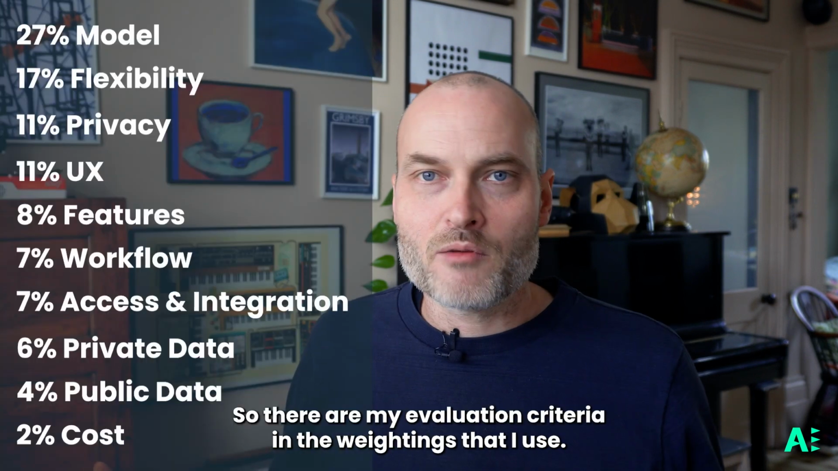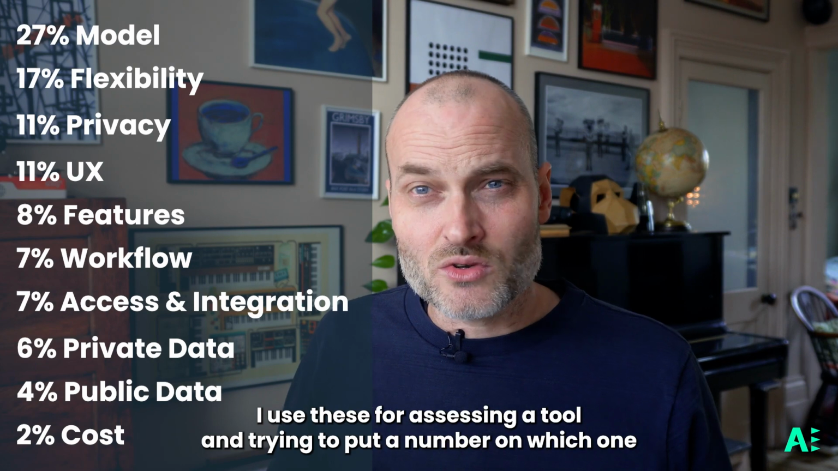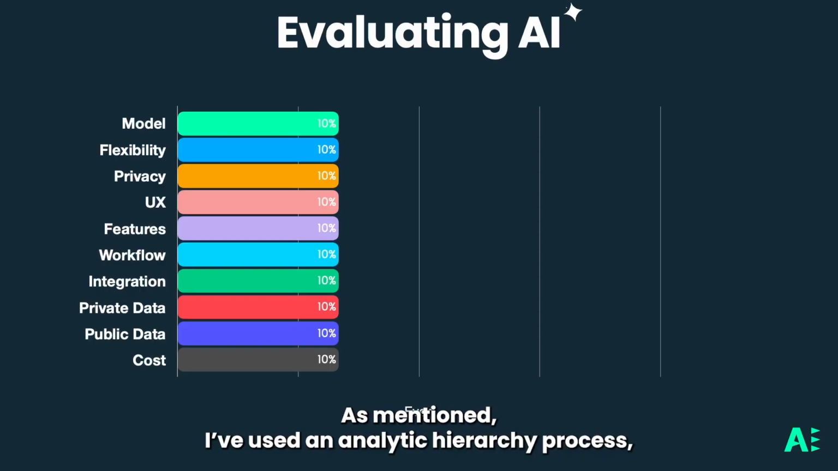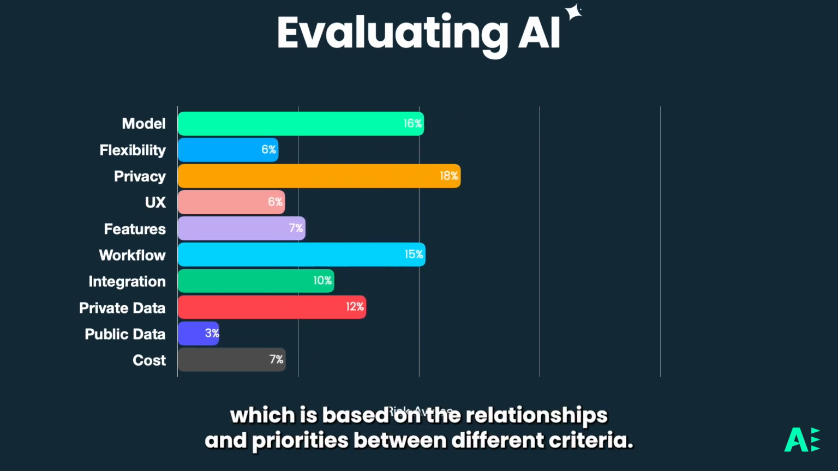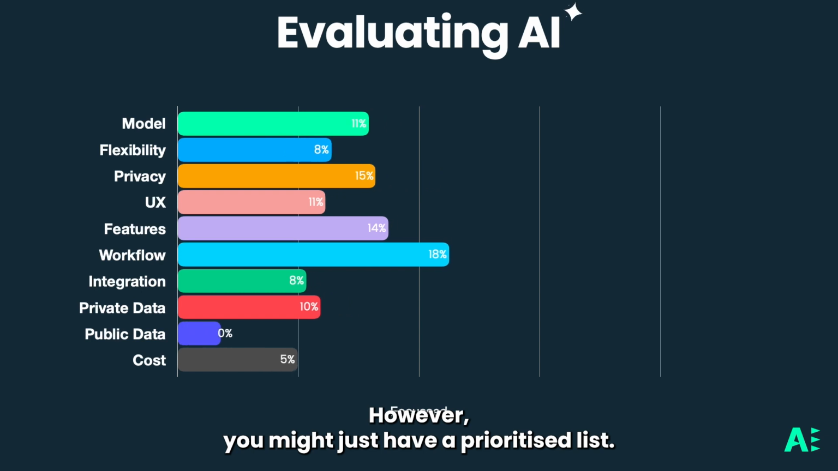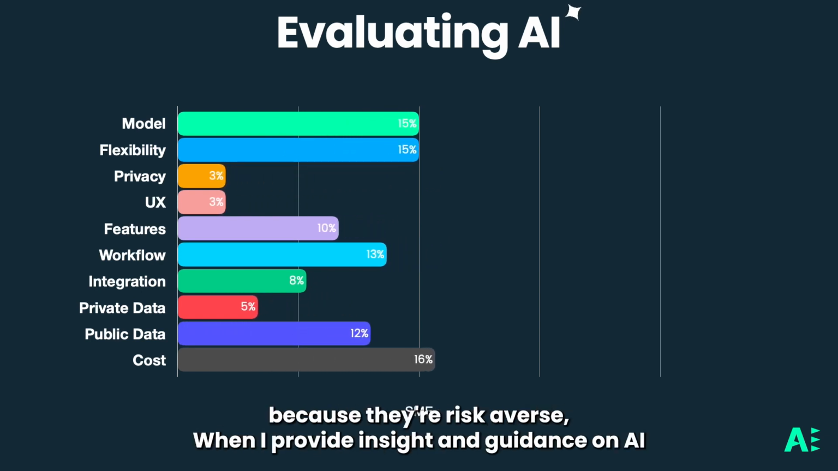So there are my evaluation criteria and the weightings that I use. I use these for assessing a tool and trying to put a number on which one is best. As mentioned, I've used an analytic hierarchy process, which is based on the relationships and priorities between different criteria. However, you might just have a prioritized list. And to be fair, a lot of organisations, they'll just put privacy at the top because they're risk averse.